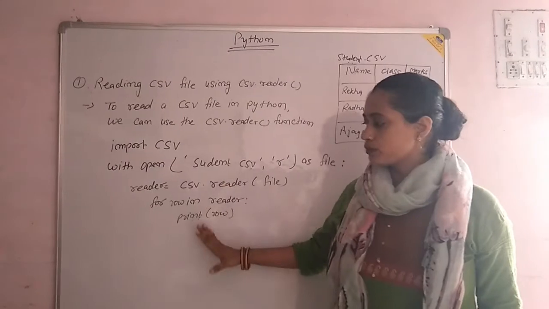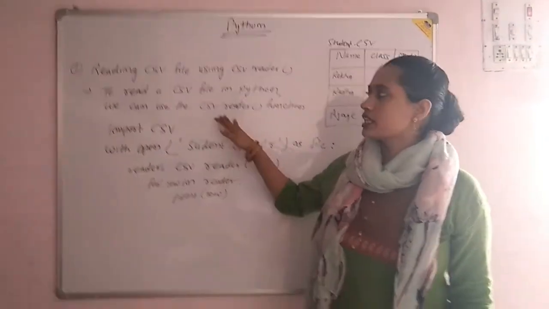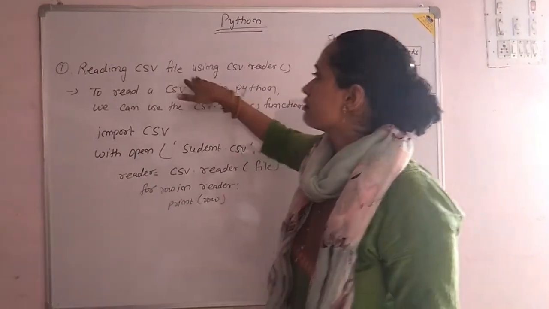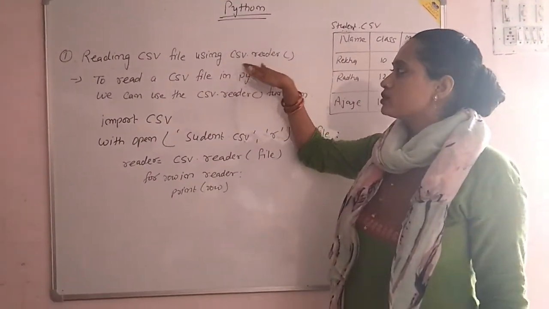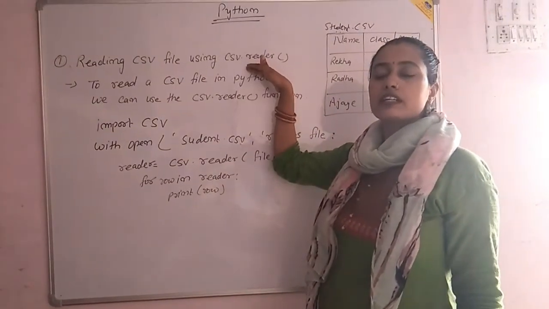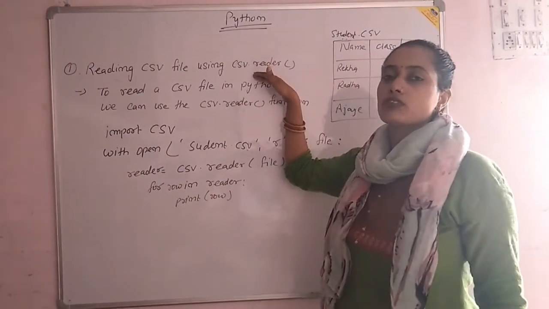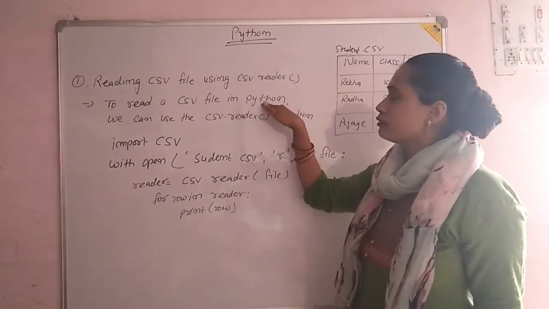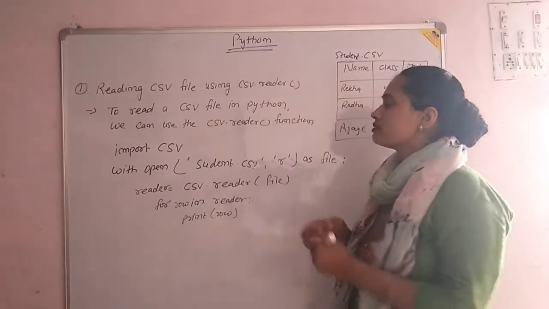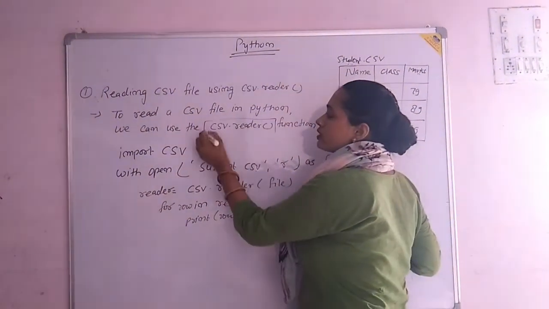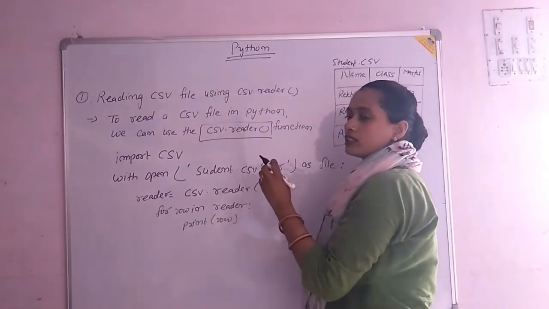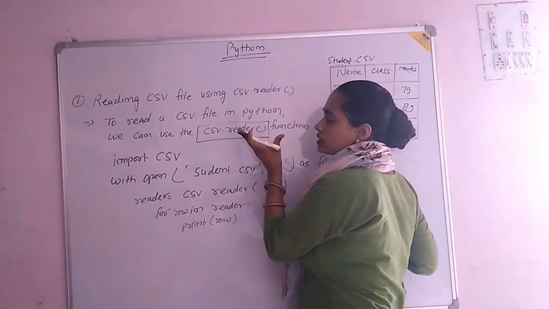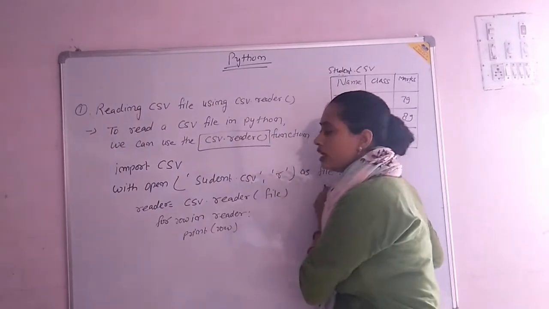Here I have made one program, but first understand the reading mode of the CSV file: reading CSV file using csv.reader. By using this csv.reader, we can read the data of the CSV file. To read a CSV file in Python, we can use the csv.reader function. This is an inbuilt function. When we import this module, it is accessed automatically, so we can use this function by using csv.reader.